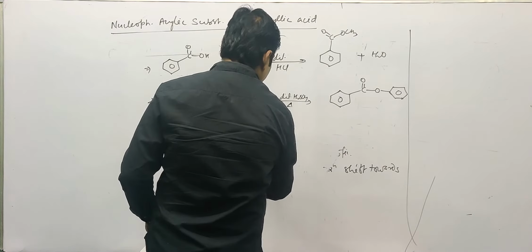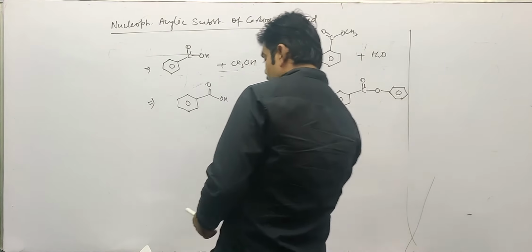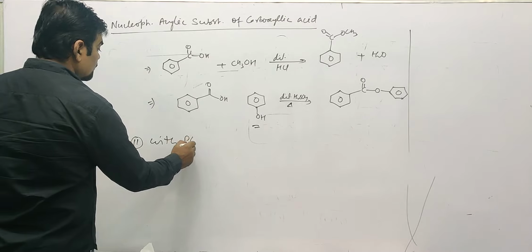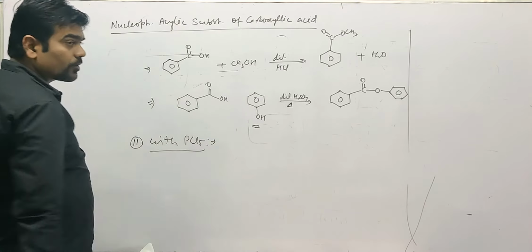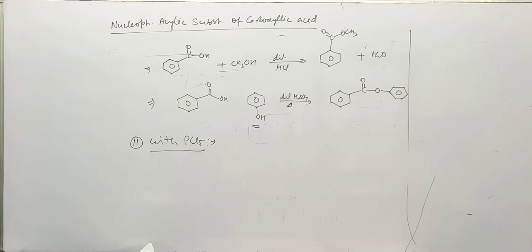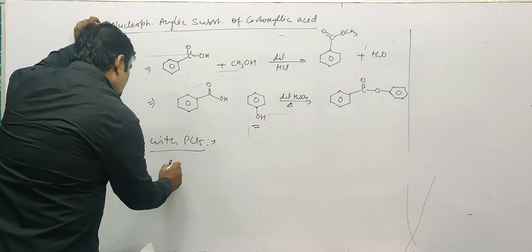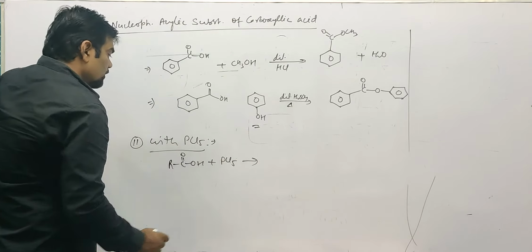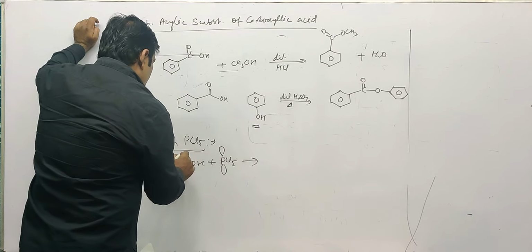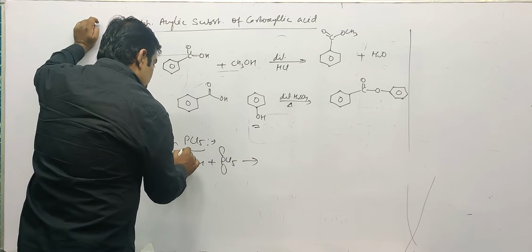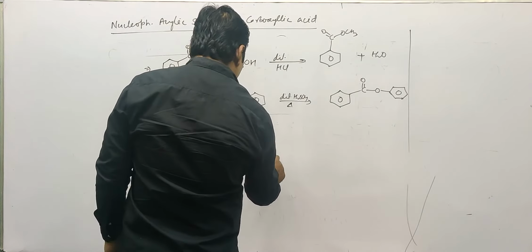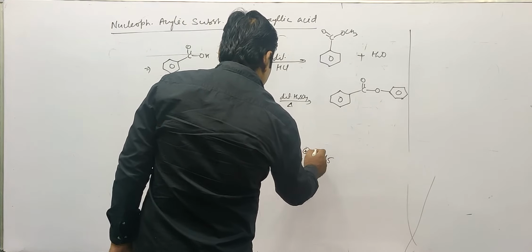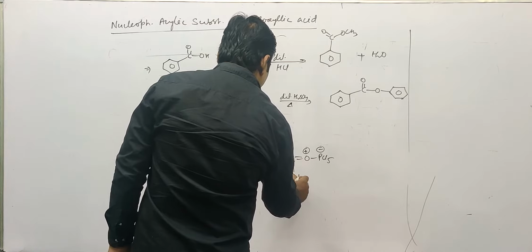Next, the second reaction is with PCl5. So carboxylic acid RC double bond O OH reacts with PCl5. PCl5, which is a Lewis acid, accepts the electron pair into the vacant orbitals of phosphorus, becoming RC double bond O, with PCl5 plus and O minus, over here OH.